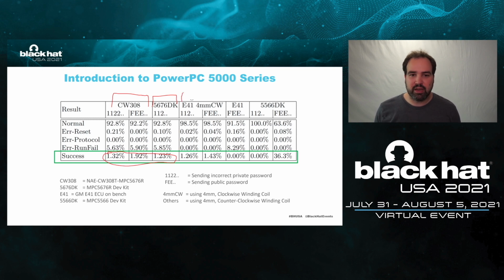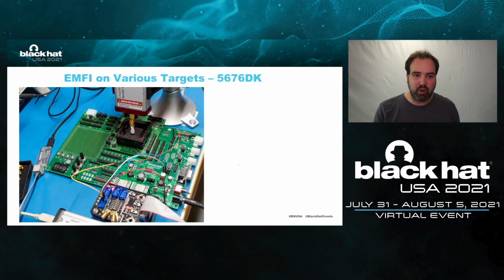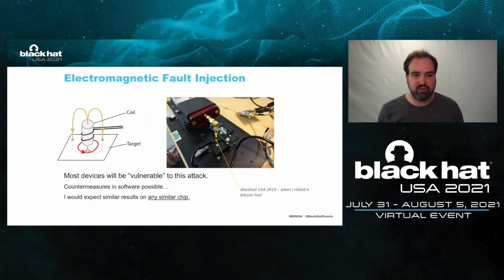The other one is the series of information on the E41. This is where I had the real ECU. The difference here is I actually had an interesting result where I got zero successes at first with the same coil that was used on the dev kit. So when you're doing EMFI, there are a lot of different variables. One of them, if I go back to what is EMFI, is the direction of the coil winding. So this impacts the polarity of the pulse that gets inserted into the device.